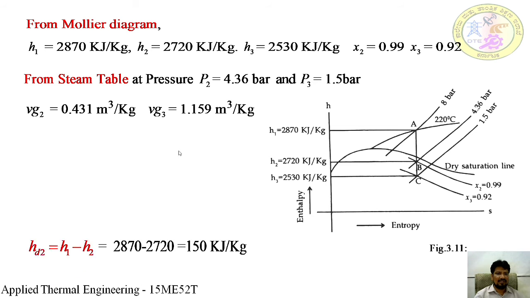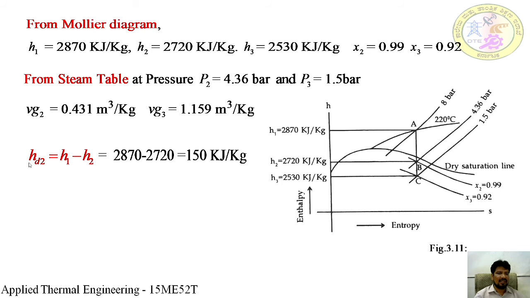Once you know the values, now find out the heat drop at the throat. We know the formula, HD2 is equal to H1 minus H2, where H1 is 2870 and H2 is 2720. Make the difference of this, and you will get 150 kilojoules per kg.